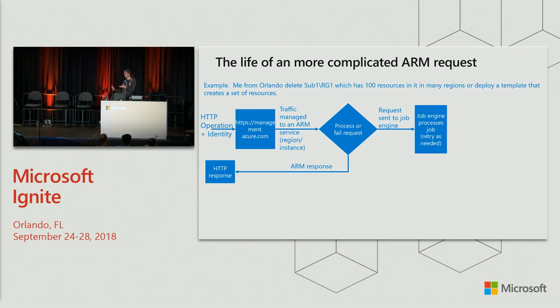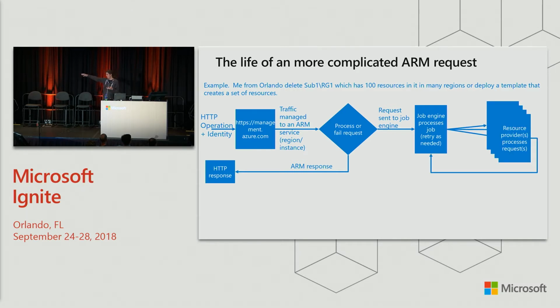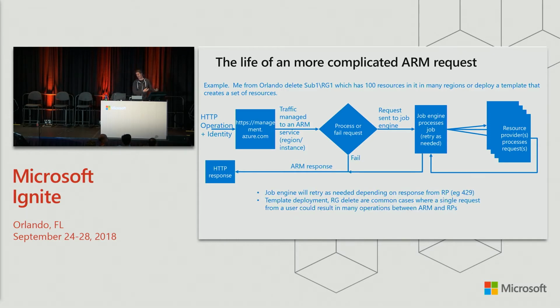And the job engine processes this and does all of the appropriate retry on your behalf. So in this case, you didn't have to go and delete every single one of these 100 resources. You just deleted the resource group, and ARM did all of the retrying and all of the right logic and sent it to all the different resource providers, collected all of the results, and then passed that back on to the user. So this is the life of a little bit more complicated request.